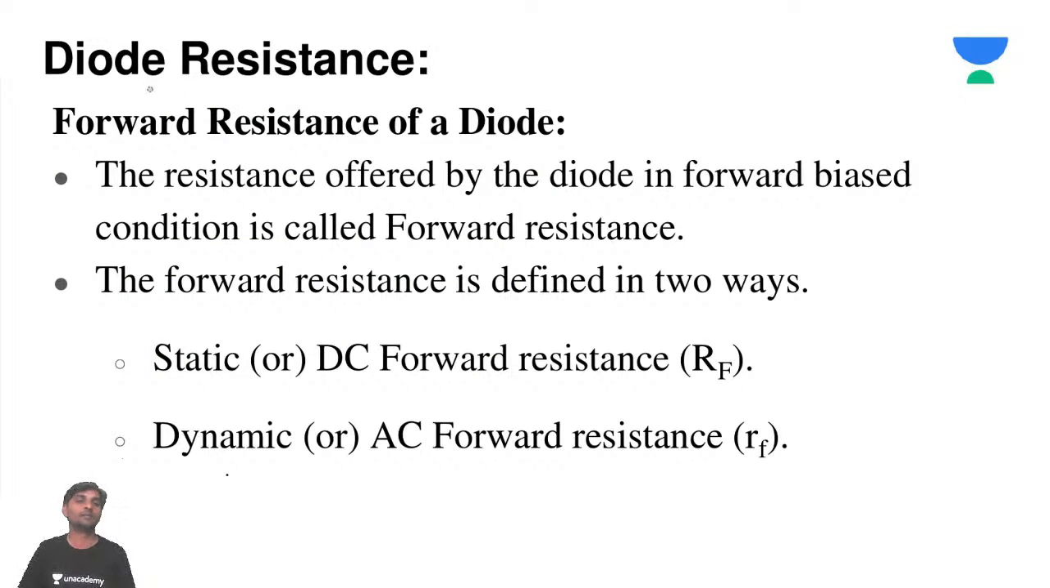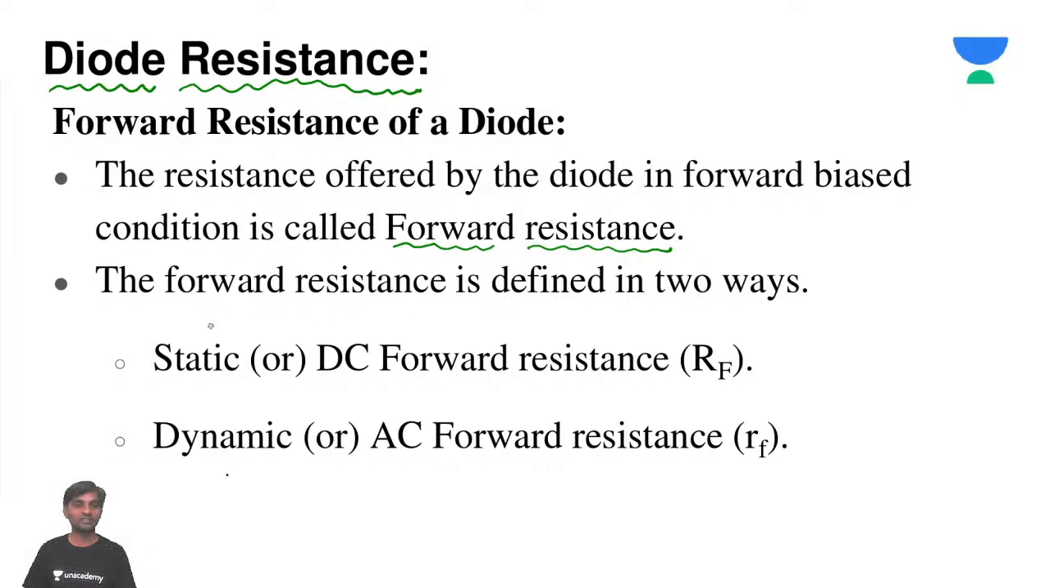So here comes something very important, called diode resistances. What do you mean by diode resistances? The resistance offered by a diode in forward bias condition is called forward resistance. Even before it is conducting fully, still some resistance exists, and that resistance is called forward resistance.